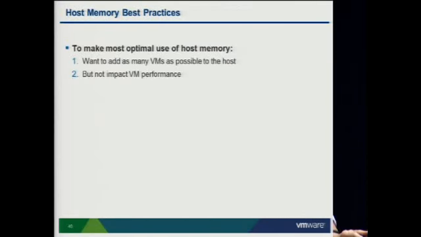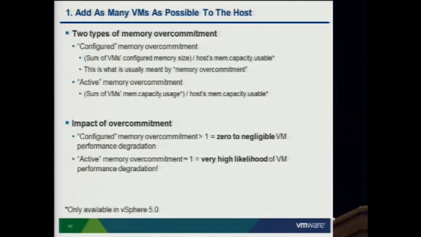Okay, so that's the VM. Now what about the host? Well, there are two things you want to do with the host. You want to add as many VMs as possible. This makes the best utilization of your RAM. But you don't want to impact VM performance, right? It's finding that happy middle ground where you're optimizing the use of your memory, but you're not impacting performance of any of your VMs. So how can we do that?